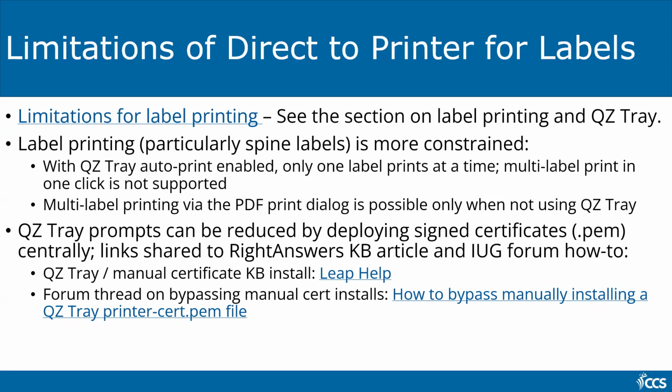So some have found that label printing can be a bit more constrained. Using QZ Tray with auto print enabled only allows one label to be printed at a time. That may be fine for you, especially if you are using continuous feed rolls. This is an easy thing to do for printing one at a time. But if you're using sheets for printing your labels, you might not benefit from this if you want to print multiple labels on a sheet at a time.